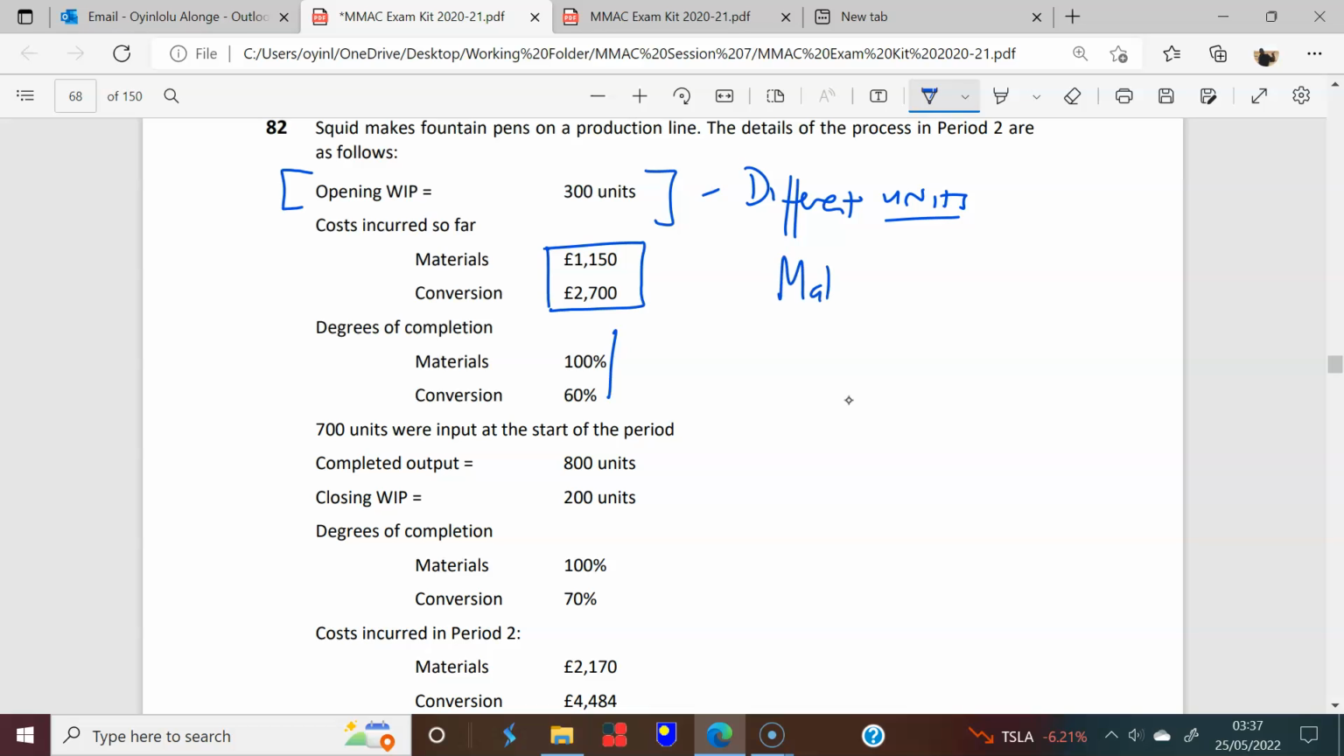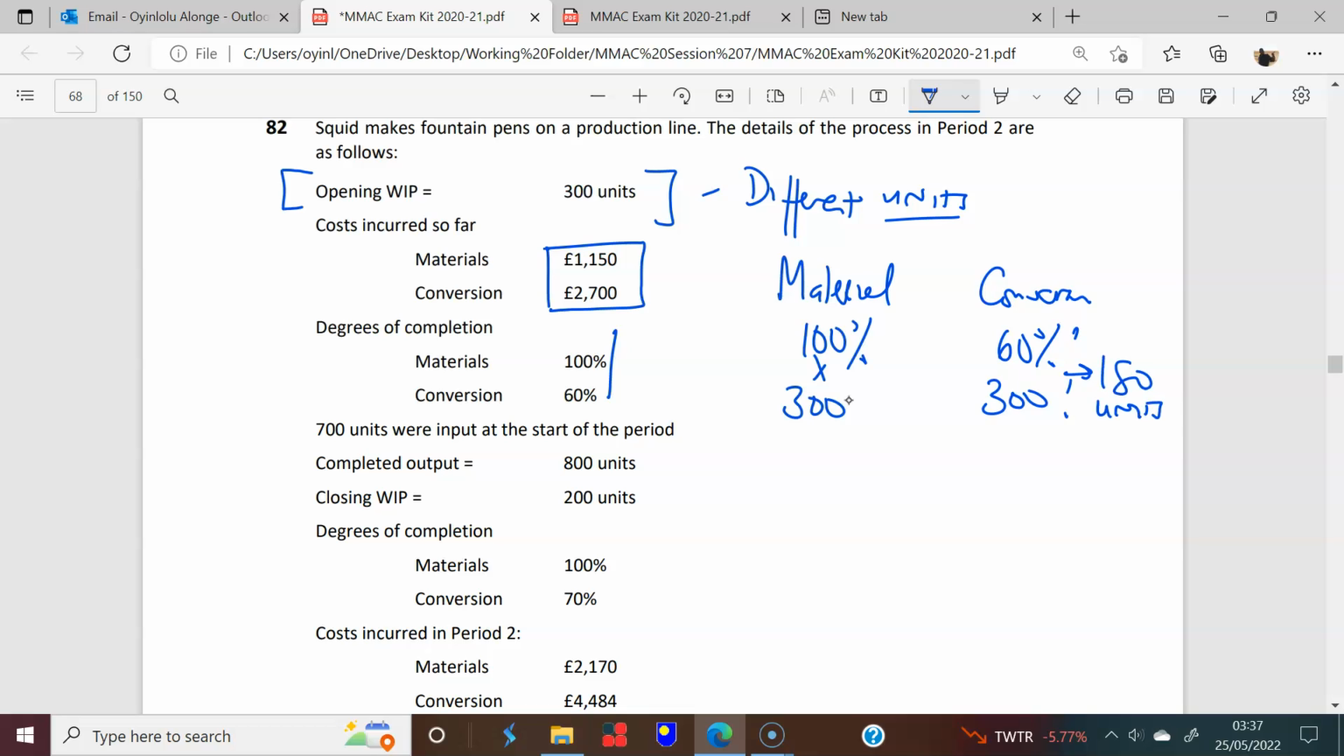So let's just say this is material, but you are 100% complete with the process. So you are 100% complete times 300 units, but with your conversion, you are 60% complete. So you have finished making the equivalent units of 60% times 300, which is 180 units. So you have work in progress that is 300 units complete for materials and 180 equivalent units for conversion, right? That's the point.